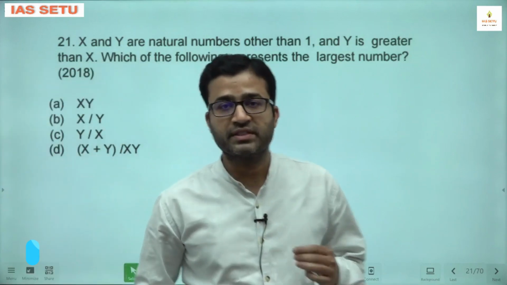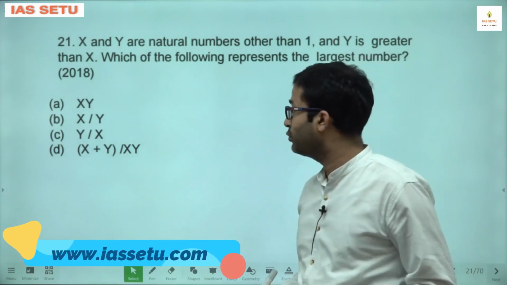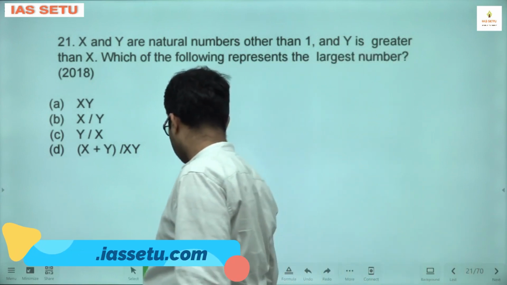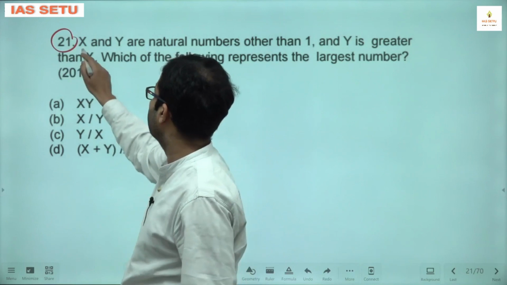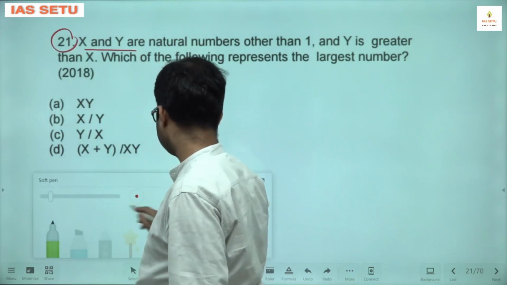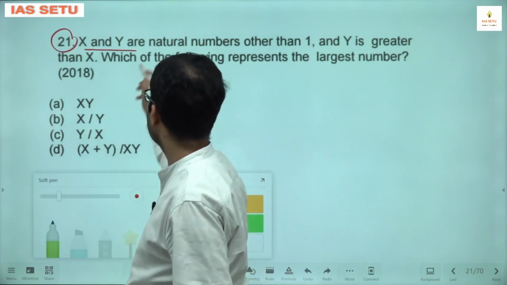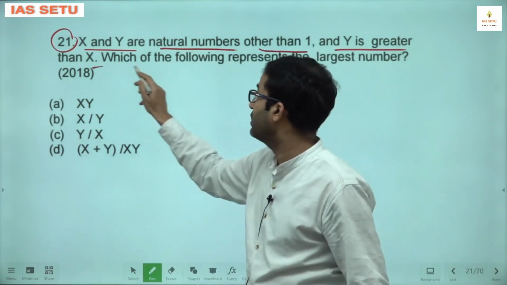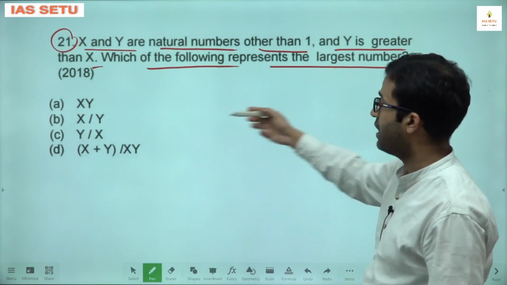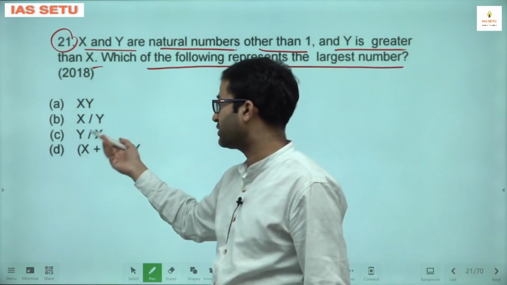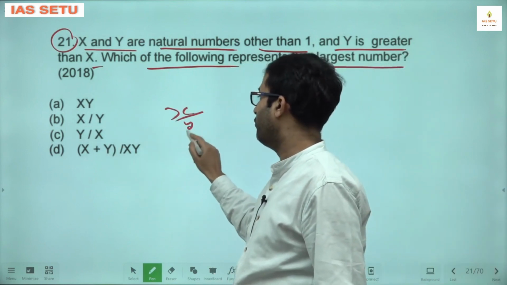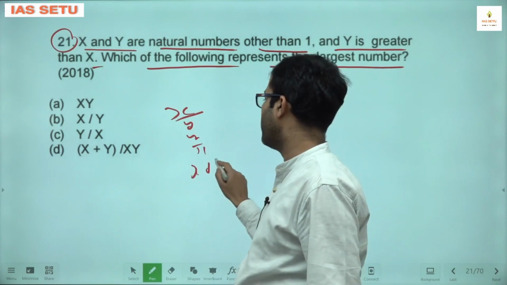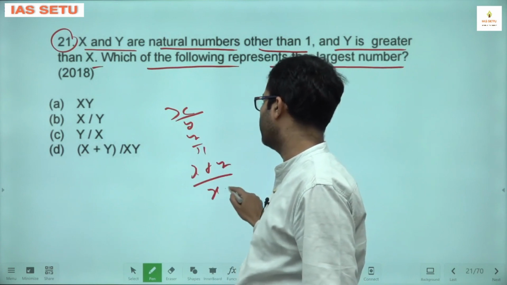So this is our number system PYQ part 2. So here, question number 21: x and y are natural numbers other than 1, y is greater than x. Which of the following represents the largest number? x into y, x upon y, y upon x, (x plus y) upon (x into y).